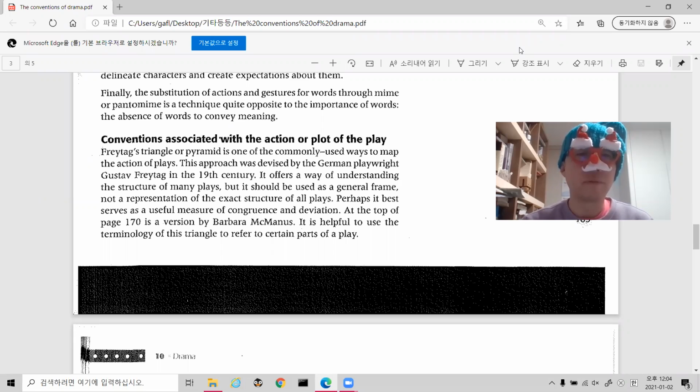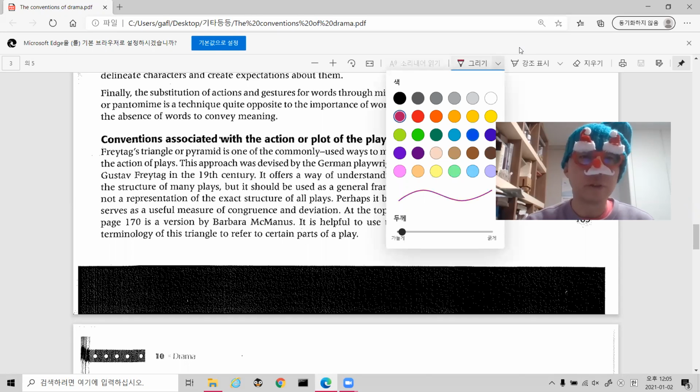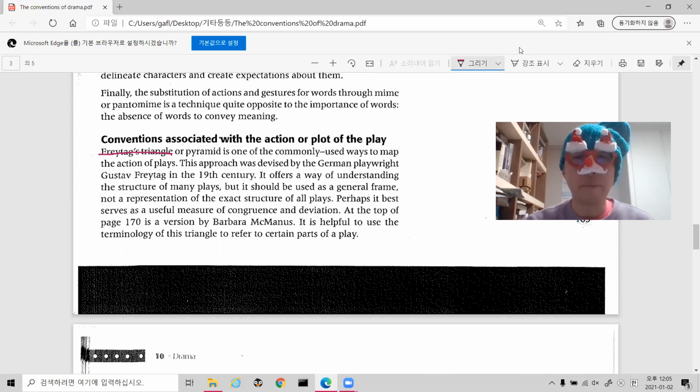Freytag's triangle or pyramid is one of the commonly used ways to map the action of a play. So here we have Freytag's triangle, which is a tool, a structure to map. Here it means explain, right? So explain the action of the play or the structure of the play. Freytag's triangle or pyramid is a commonly used way to explain the structure of plays.